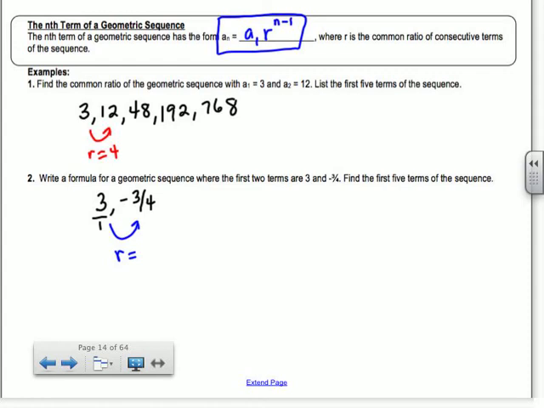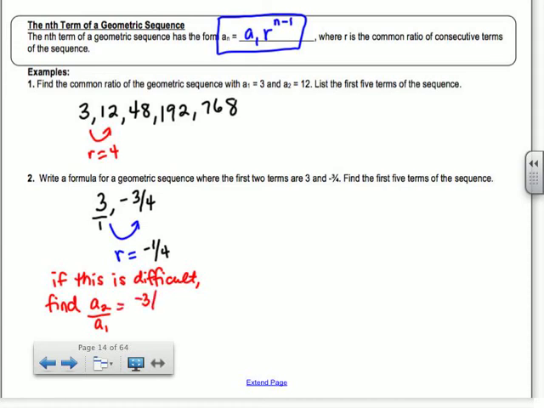Okay, so number 1 says find the common ratio of the geometric sequence with a1 equal to 3 and a2 equal to 12. Okay, so that means I have 3 and then I have 12. What's my common ratio then? 4, right? Did you guys see it? You just multiply by 4. So r is 4. And then it says write the first 5 terms of the sequence.